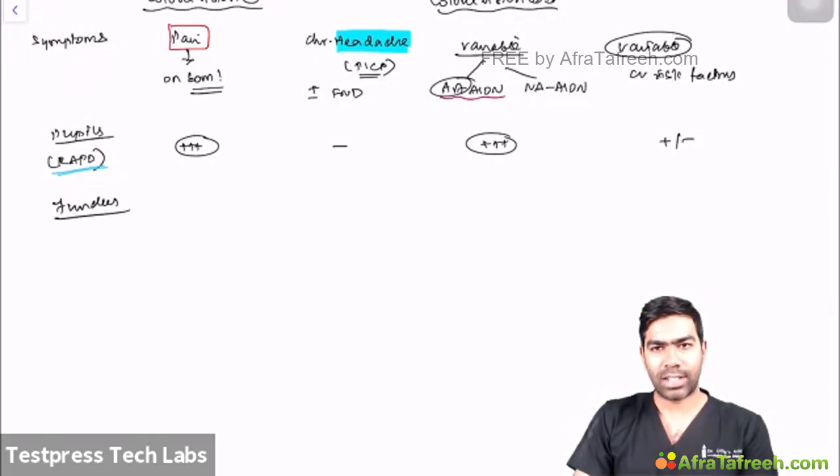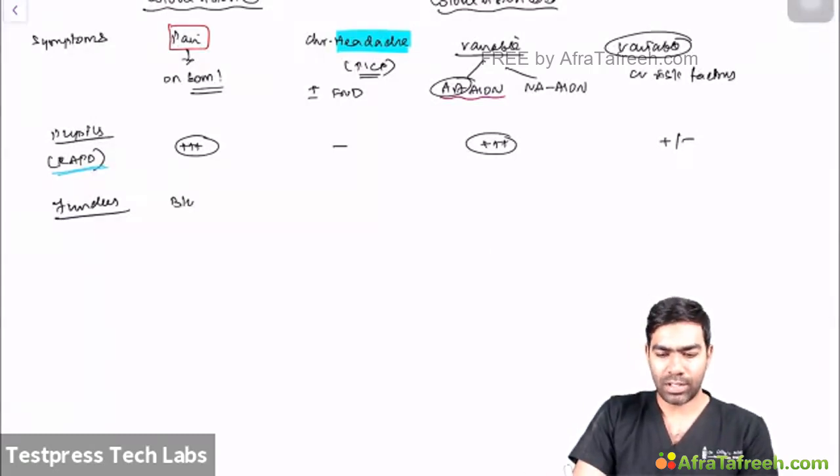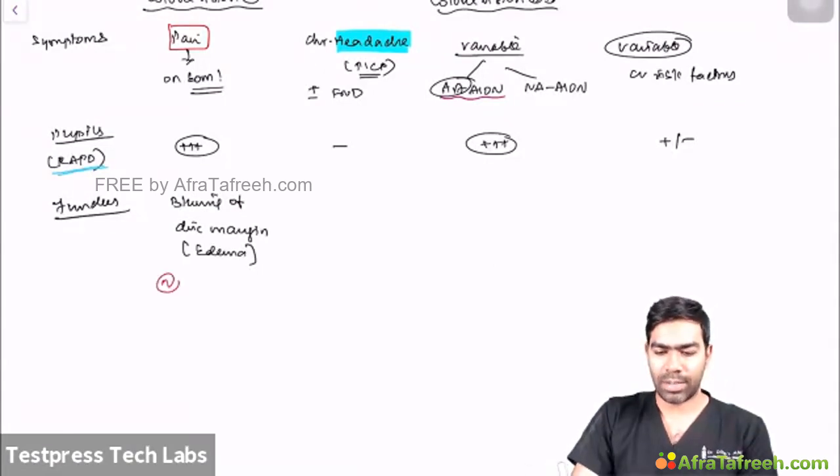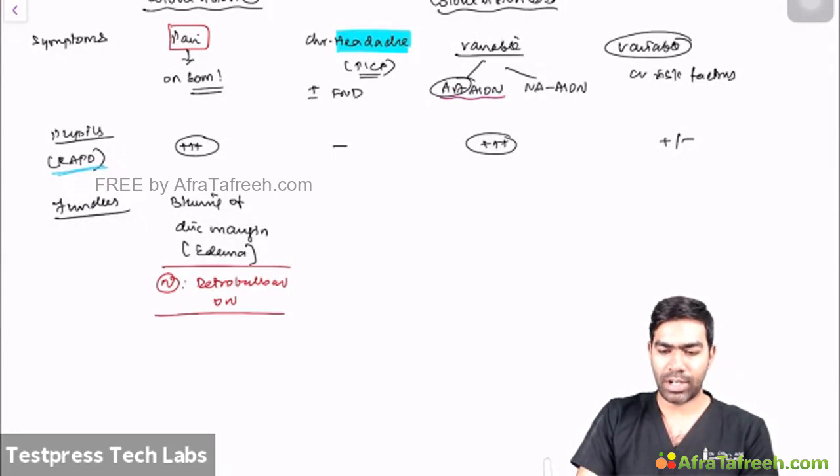As far as the fundus examination is concerned, disc swelling may be there. There will be blurring of the disc margin. Why is there blurring of the disc margin? That is because of the edema of the disc. But remember, more importantly, the disc can be completely normal if it's a retrobulbar neuritis. In retrobulbar optic neuritis, the disc can be completely normal.